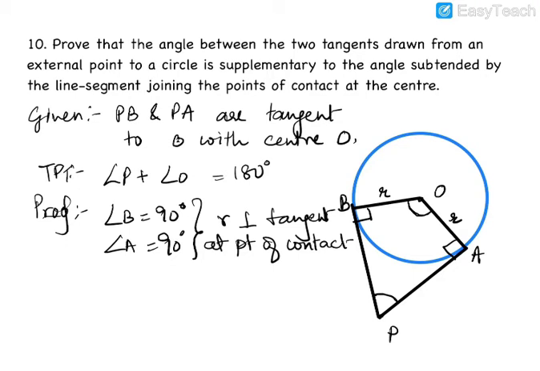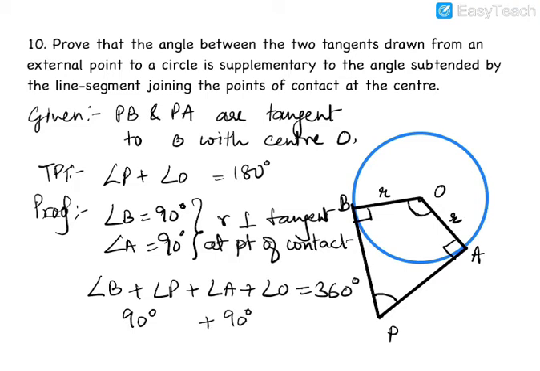Now in the figure we have a quadrilateral OBPA. Using angle sum property for quadrilateral, the sum of interior angles of a quadrilateral will be equal to 360 degrees. So angle B plus angle P plus angle A plus angle O will be equal to 360 degrees. Replacing angle B with 90 degrees and angle A also with 90 degrees.